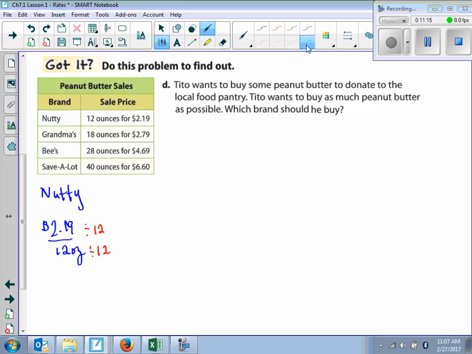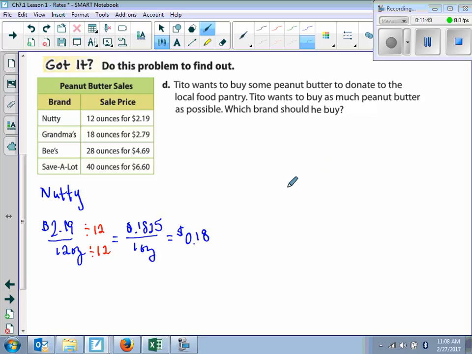Okay. So $2.19 divided by 12 gives you 0.1825 over 1 ounce, right? So how much money is that? 18 cents. Very good. So rather than writing 0.1825, you're going to write 0.18 cents. Is everybody clear with that?